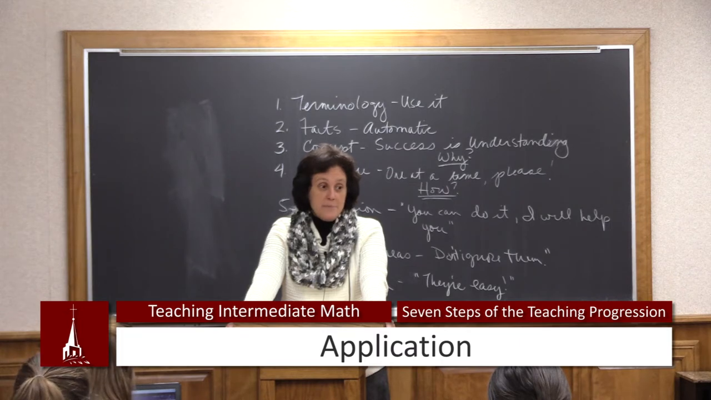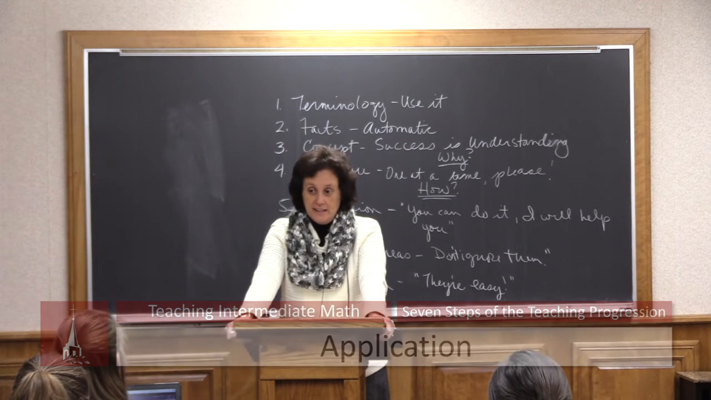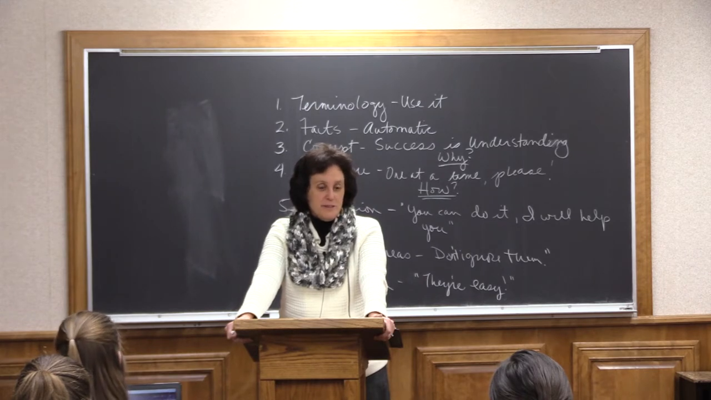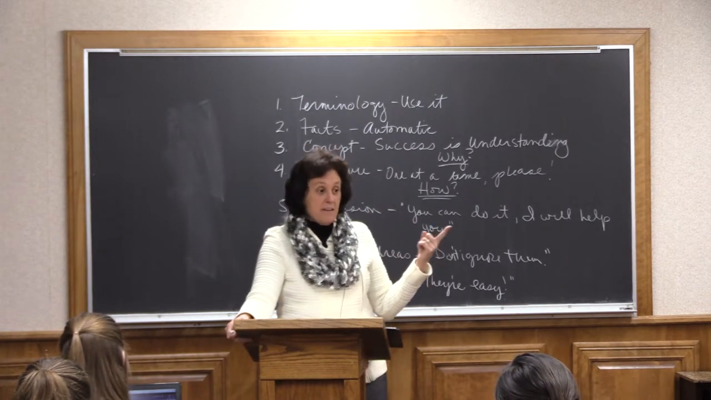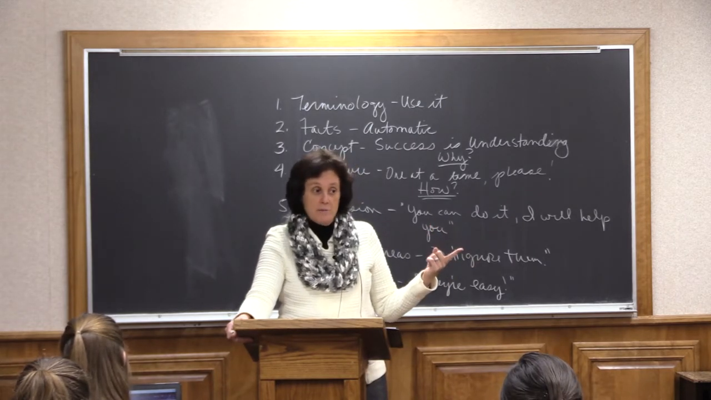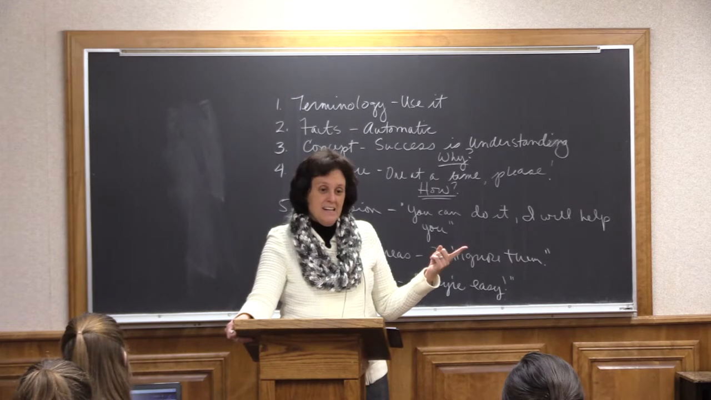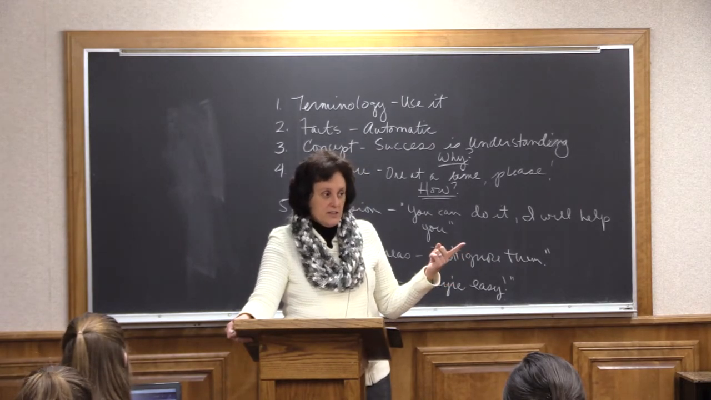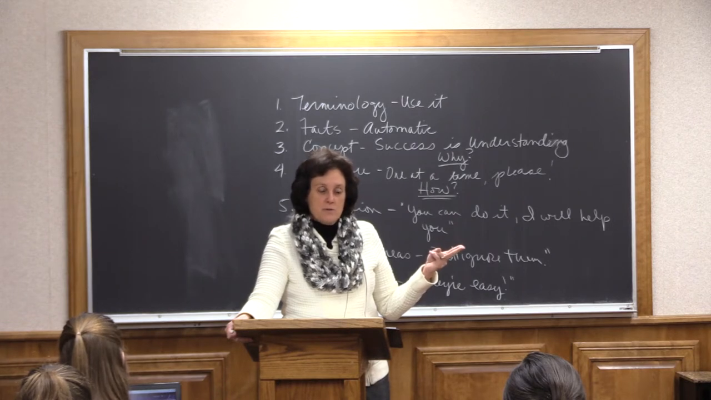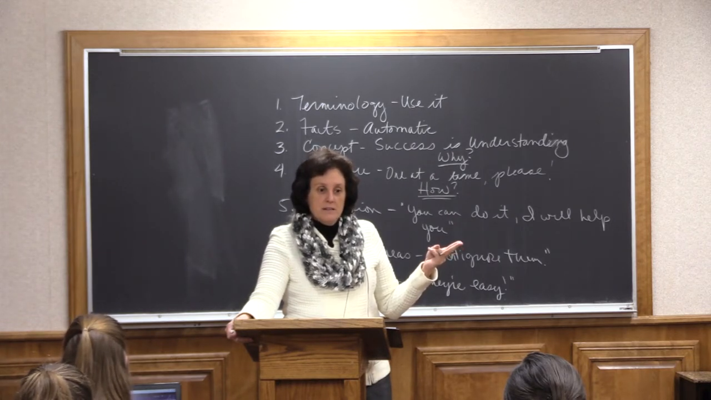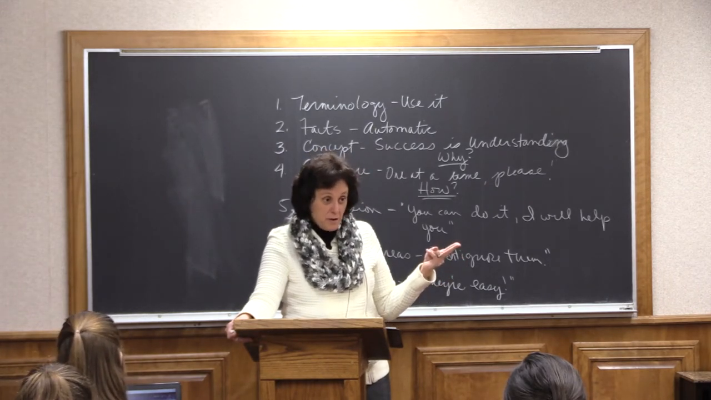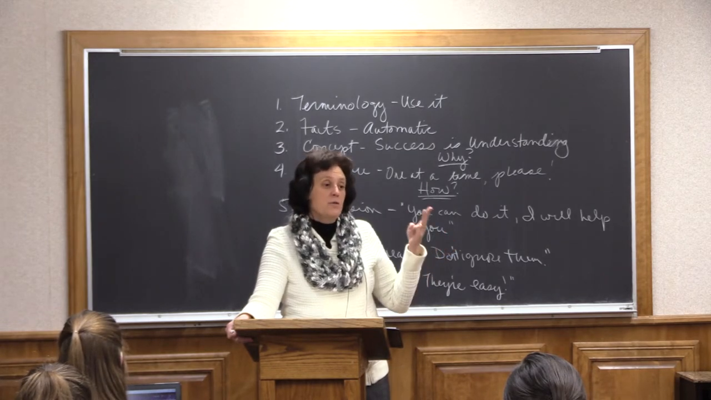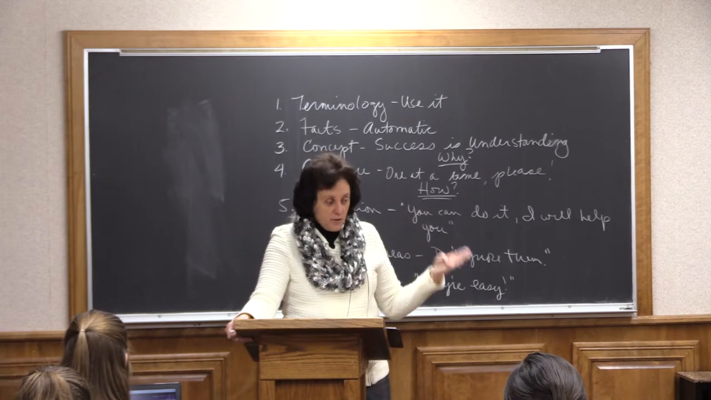I'm going to go back and update these to the intermediate level. I thought it would be helpful if you knew what they were before we updated them. So what are the 7 steps of the teaching progression? We begin with terminology. The law of language says that we have to use the same vocabulary. If the students don't understand what you're saying, they're going to miss part of what you're trying to teach. Then facts. We don't want our students tripping over their multiplication tables. Sometimes even in Algebra 1, some of my students are tripping over their multiplication tables when we have to factor problems. All right, then we're going to teach concepts and then also teach procedures.